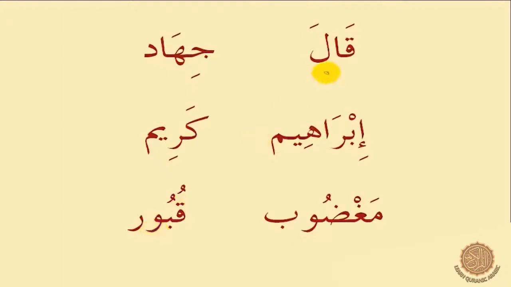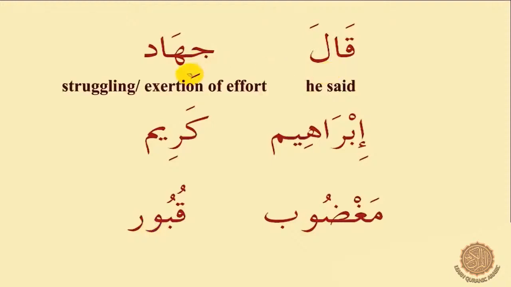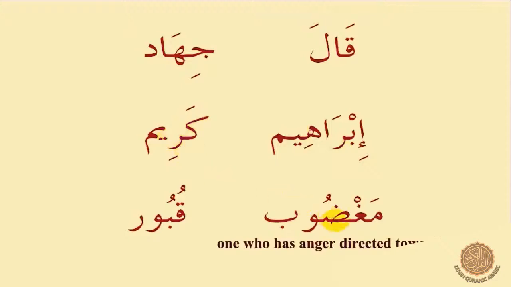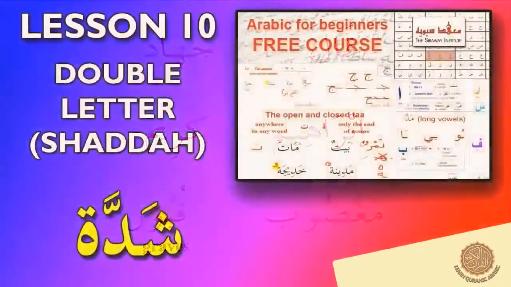So we have qala means he said. Jihad denotes the action of struggling and exerting effort. Ibrahim is the Arabic name for Prophet Abraham, peace be upon him. And as we said, Kareem means one who's generous. Maghdoob denotes somebody who is the object of anger. So one who anger is directed towards. And finally we have the word qubur. Qubur is the plural of the word qabr, which means grave. So qubur means graves. Walhamdulillahi Rabbil Alameen.